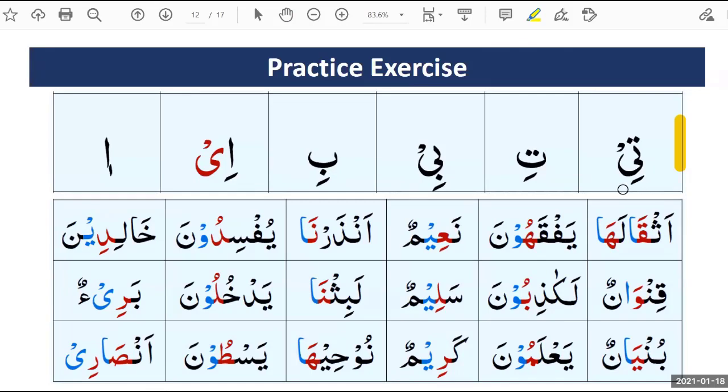Okay, can you recite this word again? The first word. Okay, and the third one. Jazakillah. Next row.